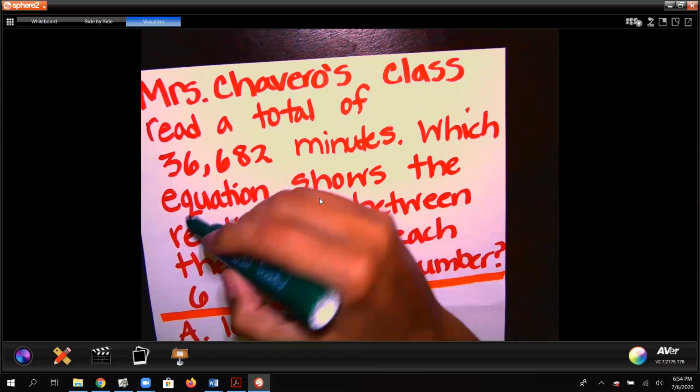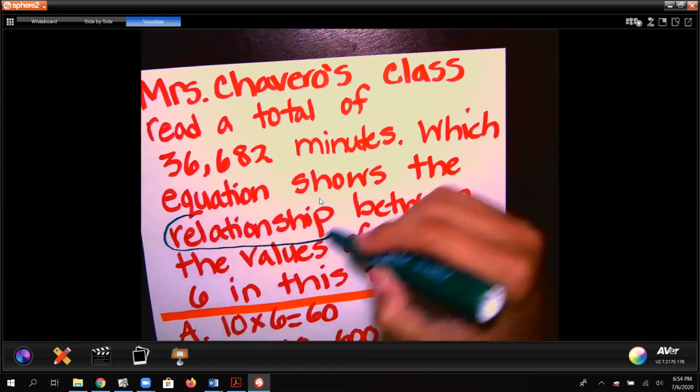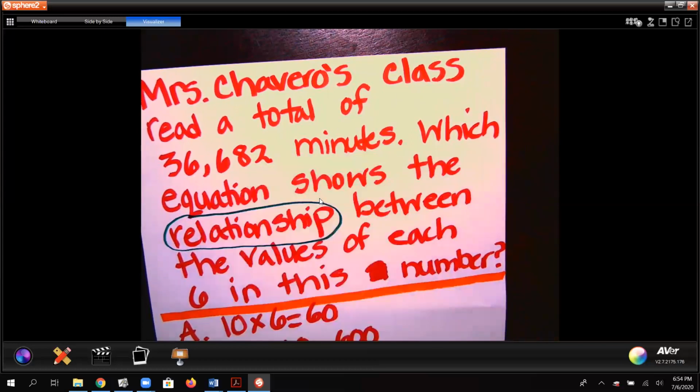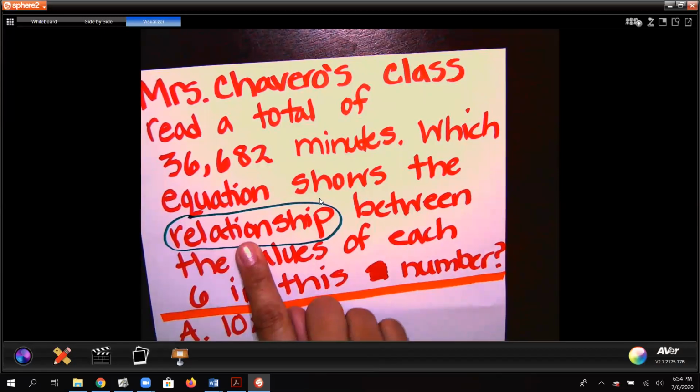Now I'm going to circle this word relationship because when you're talking about numbers, it's important to know the relationship. And what that word means is how two things are connected. So a connection of that would be me and my sister have a relationship. How are we connected? Well, we're sisters. Me and my daughter have a relationship. I'm her mother, she's my daughter. So relationship is how two things are connected to each other.